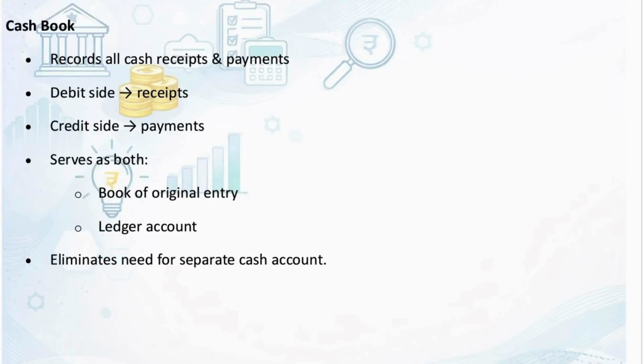Now coming to the topic, cash book. It records all cash receipts and payments, whatever the entity may be, a bank or any company. The cash book is very unique. It acts as both original entry and ledger entry. Whenever you receive cash, you record it on the debit side. Whenever you give a payment to the customer, you make the entry on the credit side.